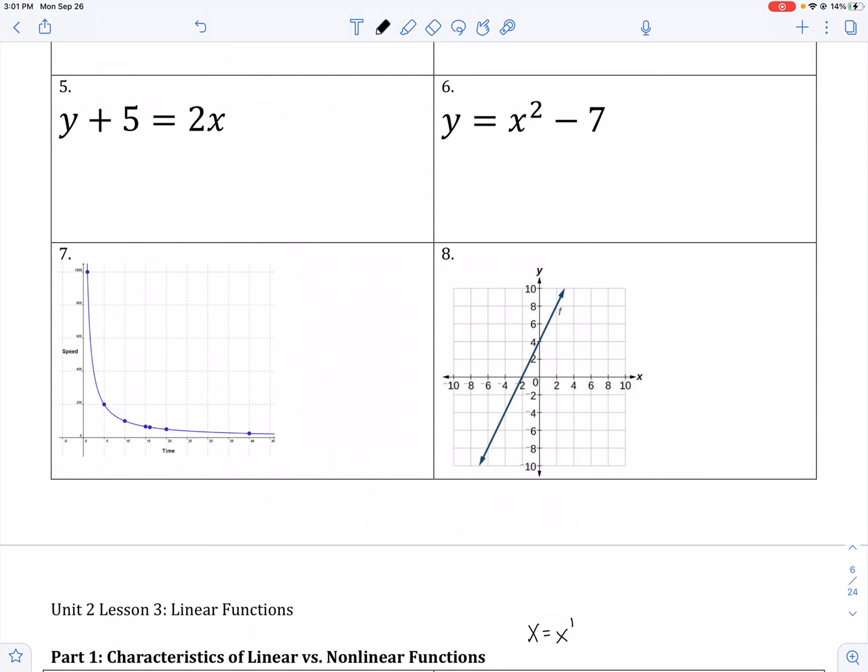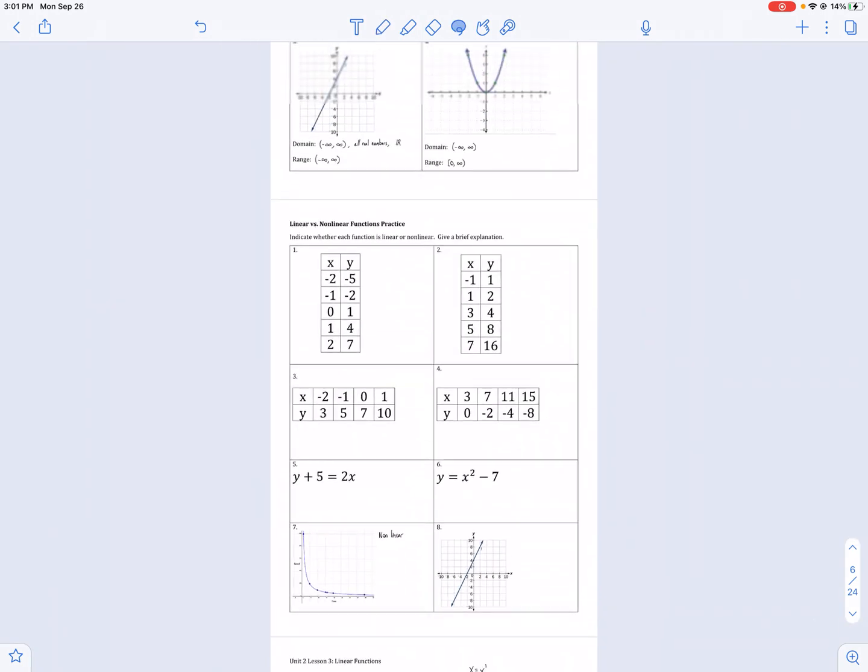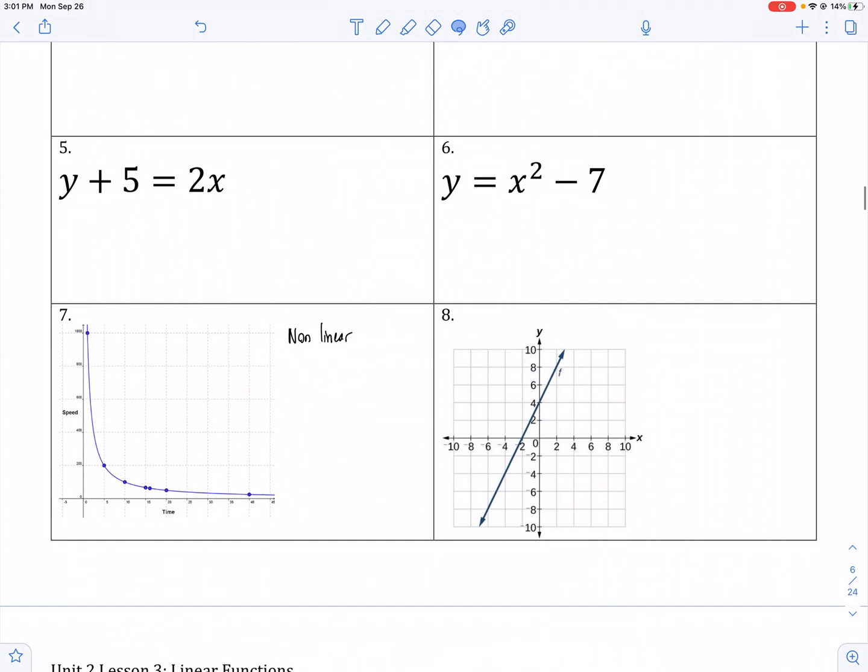Okay, hopefully you've tried those 8 problems. Number 7 is nonlinear. So I don't like how the end looks. Nonlinear, because the graph is not a straight line. So we'll just be very, very brief, not a straight line. Number 8 would be linear because it's a straight line.